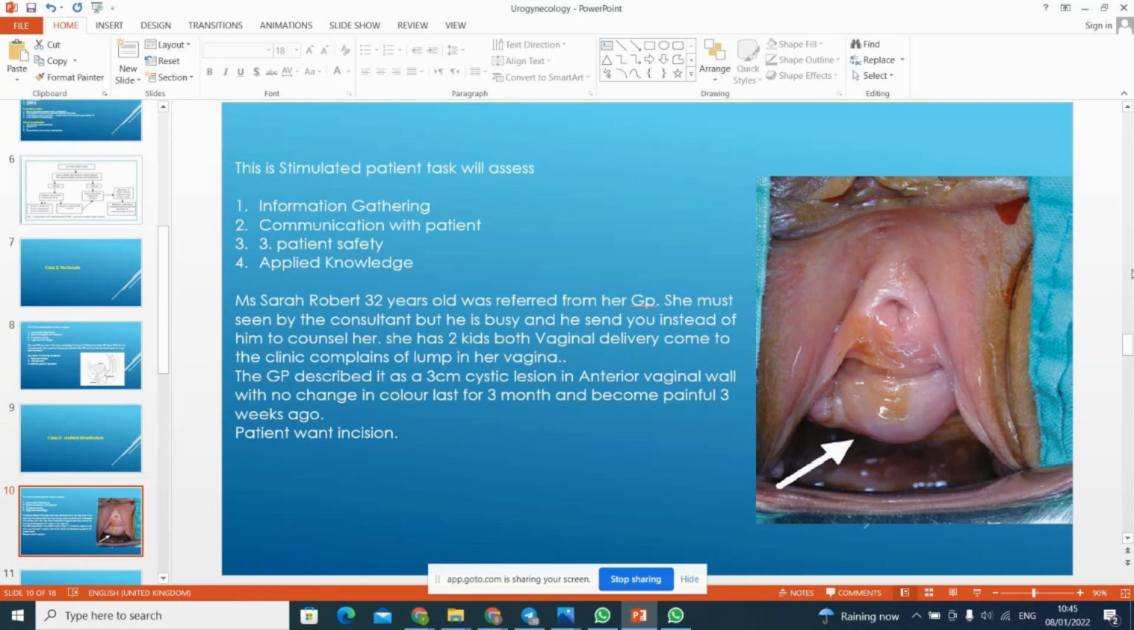No, no, Sarah, please don't think in that way. It's not a cancer. But first of all, I want to tell you that since the consultant is busy and not available now, is it okay for you if I take the consultation on his behalf? Yeah. So can you tell me more about this pain? How did it start?